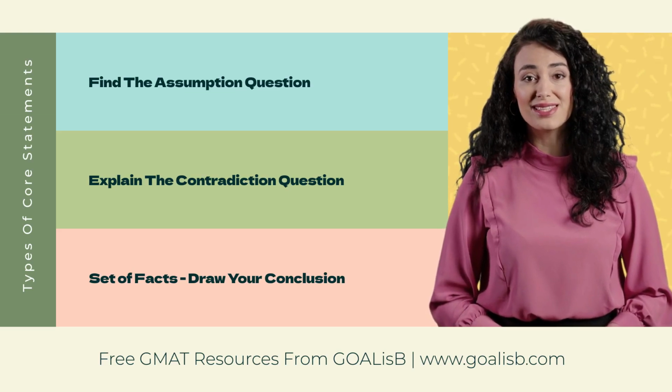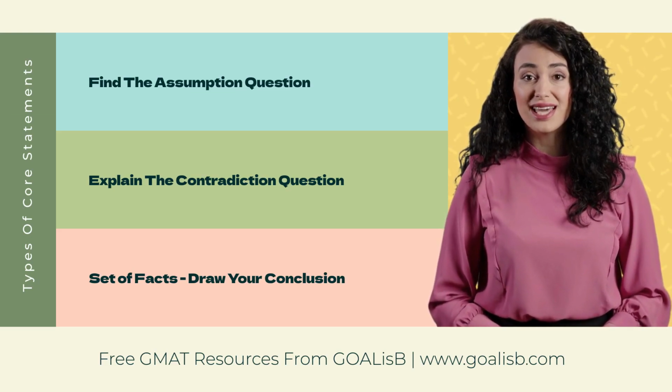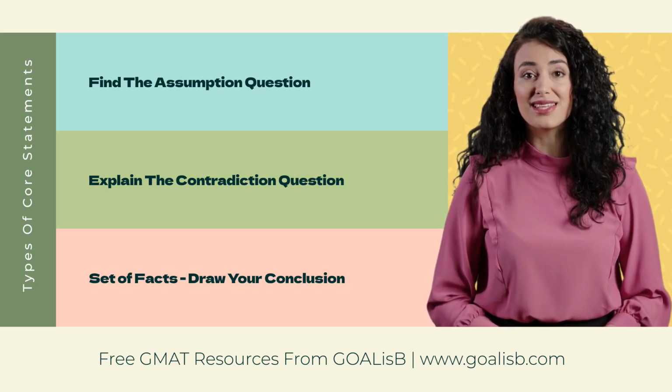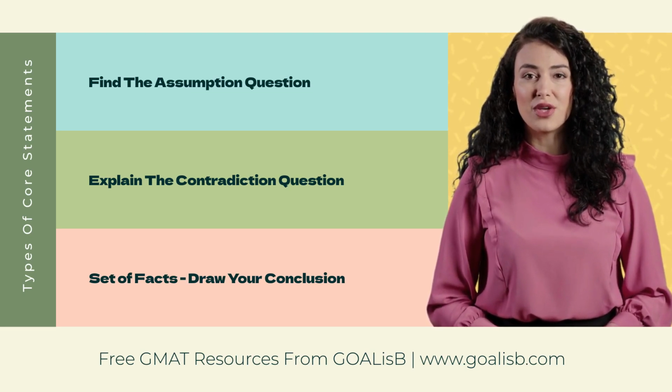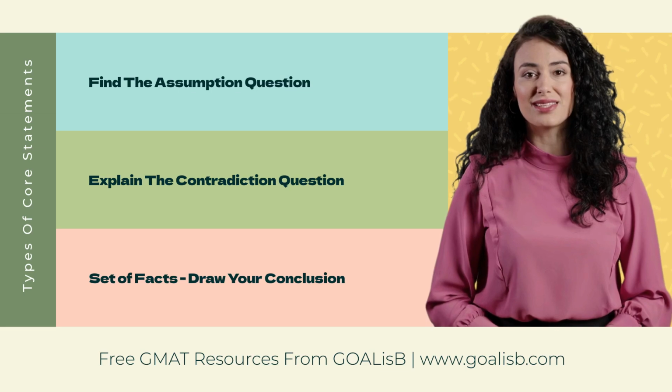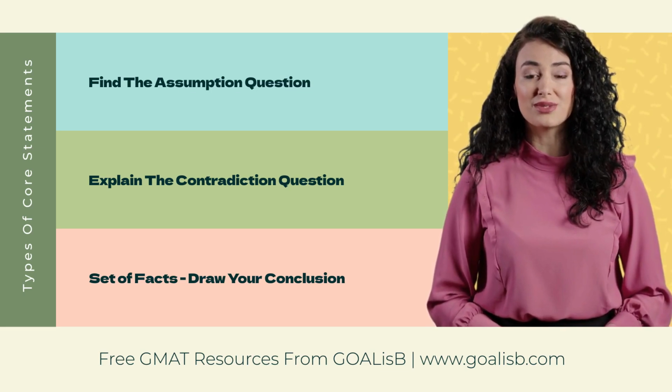Consequently, a stimulus can manifest in the form of an argument or a collection of factual statements, largely contingent on the question type. For instance, in a find the assumption question, the stimulus unfailingly adopts the form of an argument, while an explain the contradiction question often revolves around factual information.